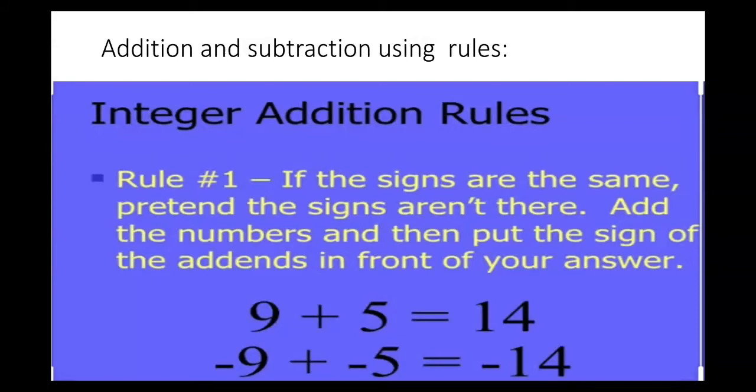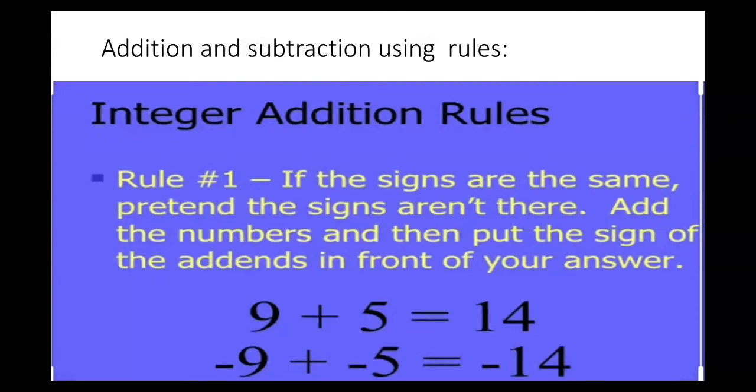Addition rules for integers. Rule number 1. If the signs are the same, pretend the signs aren't there. Add the numbers and then put the sign of the addends in front of your answer. In the example given below, you can see there is 9 plus 5. So positive 9 plus positive 5 gives you positive 14. That is, you ignore the signs, add the numbers and then put the sign of the addends. In the second example, you can see it is negative 9 plus negative 5, which gives you negative 14.